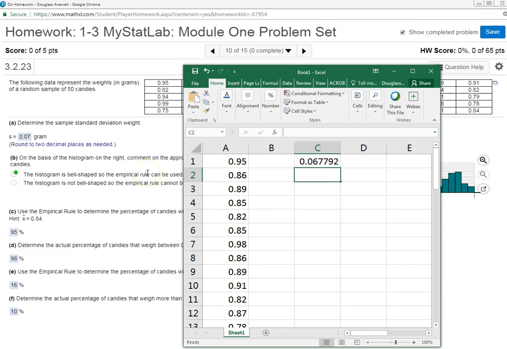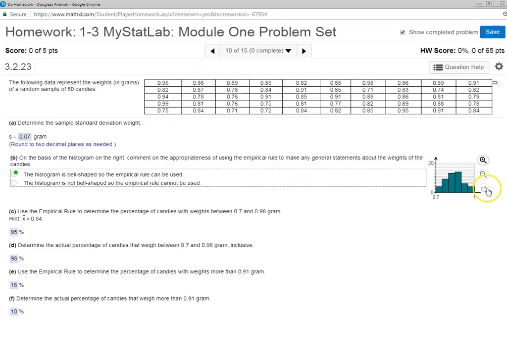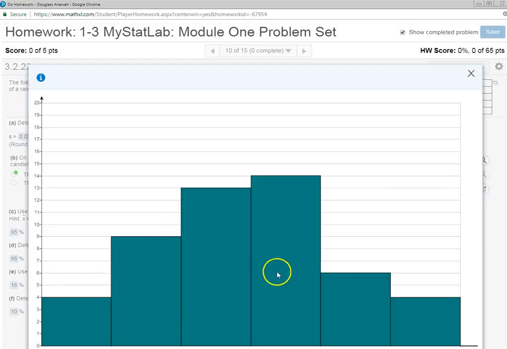Now we have a histogram already created, and we're going to take a look at it. It is roughly bell-shaped. And because it's bell-shaped, we can use what is called the empirical rule. Bell-shaped just means it's higher in the middle, and then it tails off down to the right and left pretty symmetrically, kind of like the shape of what a bell looks like.